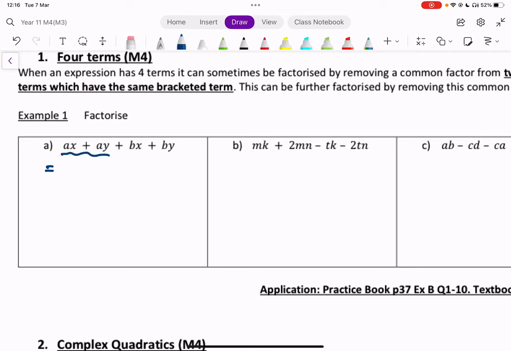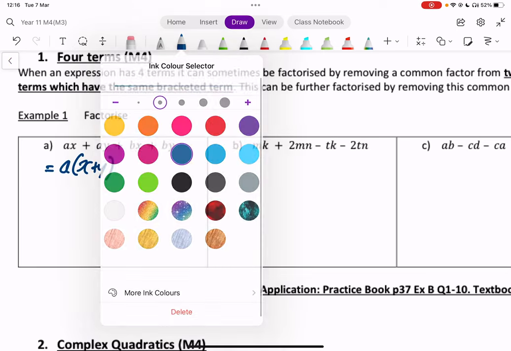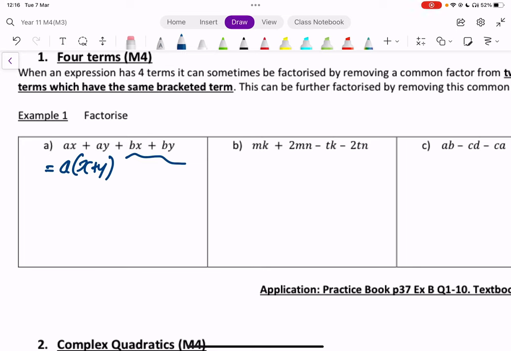Now, if you look at the first two terms, you have ax plus ay. So an a could come outside a bracket, which would give you a times (x plus y). If you look at the next two terms, you've got bx plus by. So b could factorize out of them. So you have b times your (x plus y). So what you've got is a common bracket.